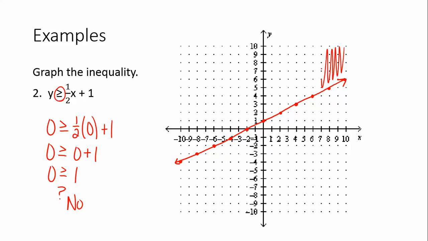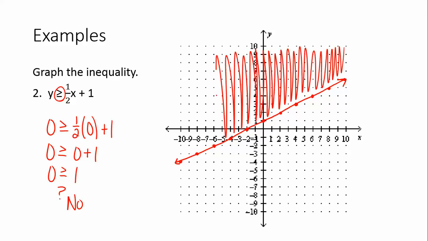So in this instance we're shading above the line because the point we picked did not work in the inequality. So we don't want to shade here because this point didn't work. That means none of these other points would work either. So all the points on the opposite side of the line would work. If we had checked the point, let's say 0, 6, that should solve the inequality and be true. So should any other point that's up here in the shading.